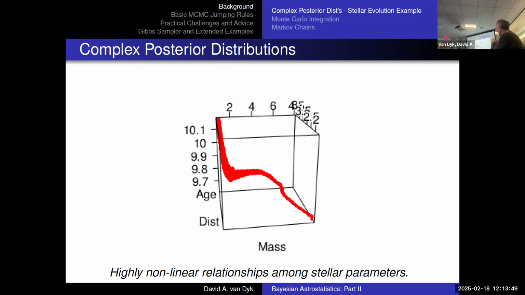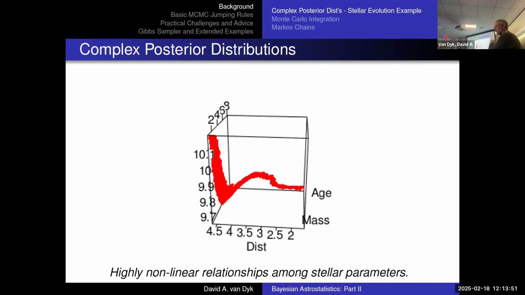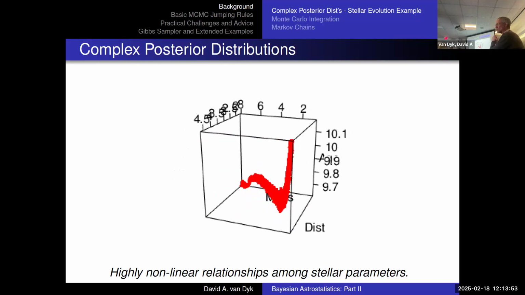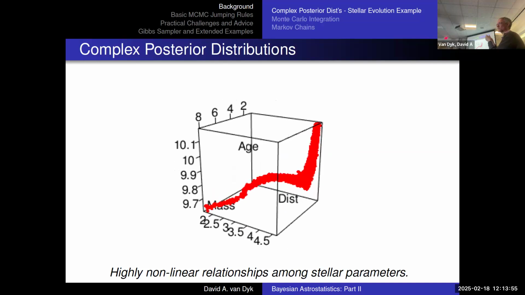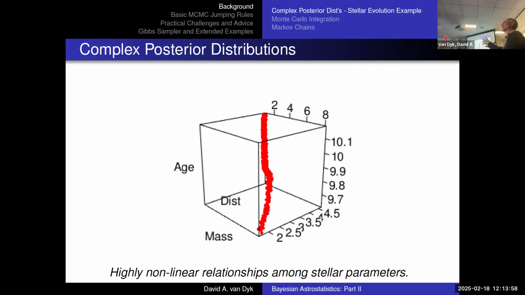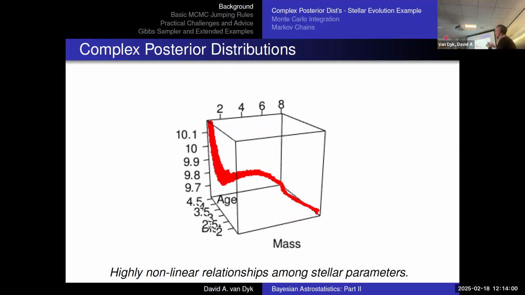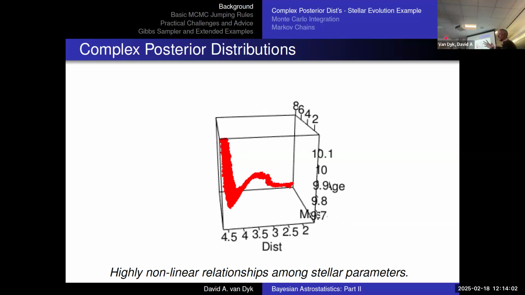In this particular case, this is just looking at a couple of white dwarfs. That's why you get this crazy posterior distribution. There's very little information. If you're looking at a full cluster with hundreds of stars, these distributions become much nicer.